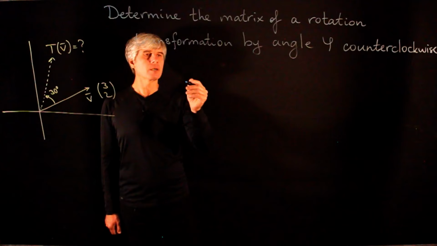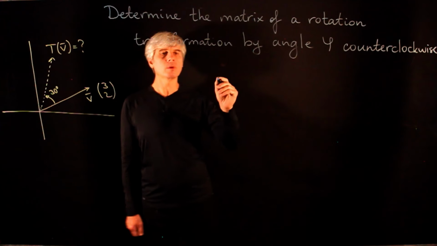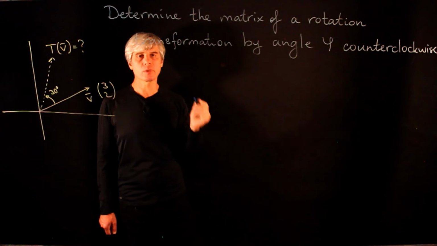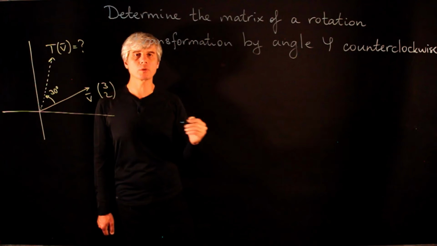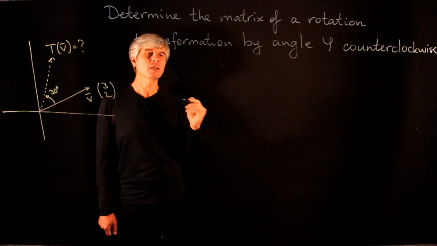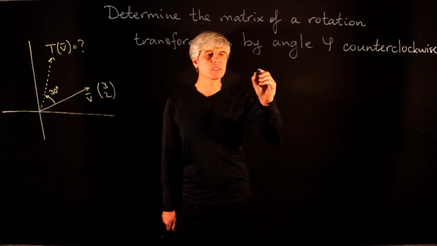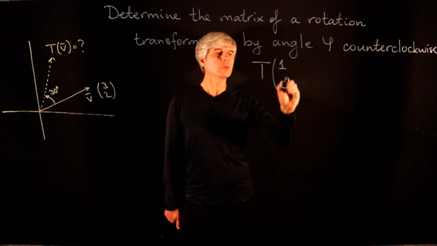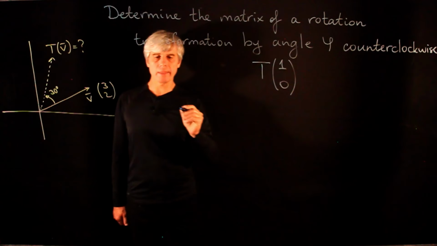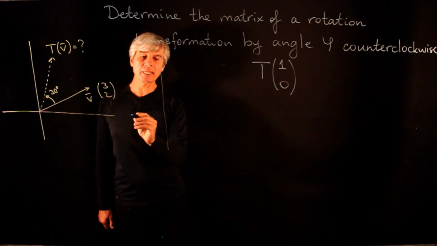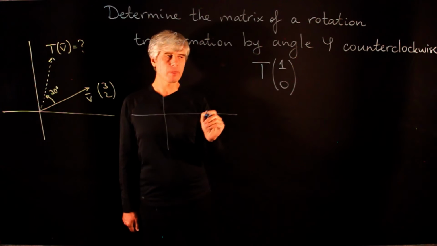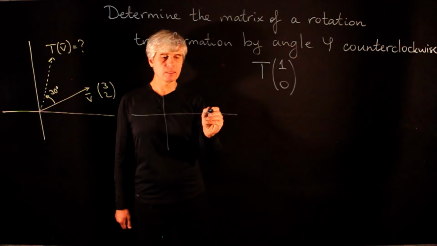So the point here is that we need to obtain images of basis vectors. So this is our mantra. So whenever we want to find the matrix of a transformation, find images of basis vectors. So this means that we need to find T(1, 0) and T(0, 1). And this entails rotating these vectors by the required angle, right?